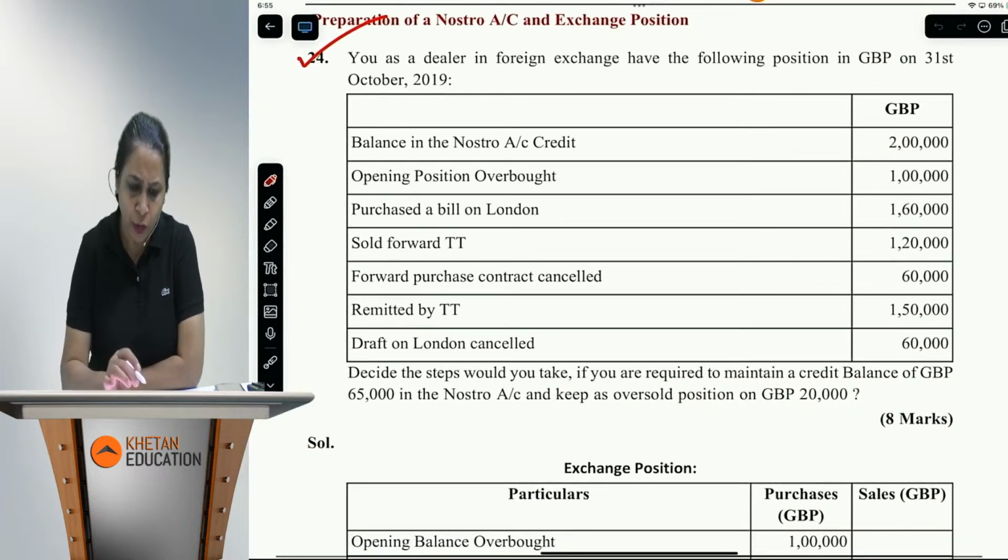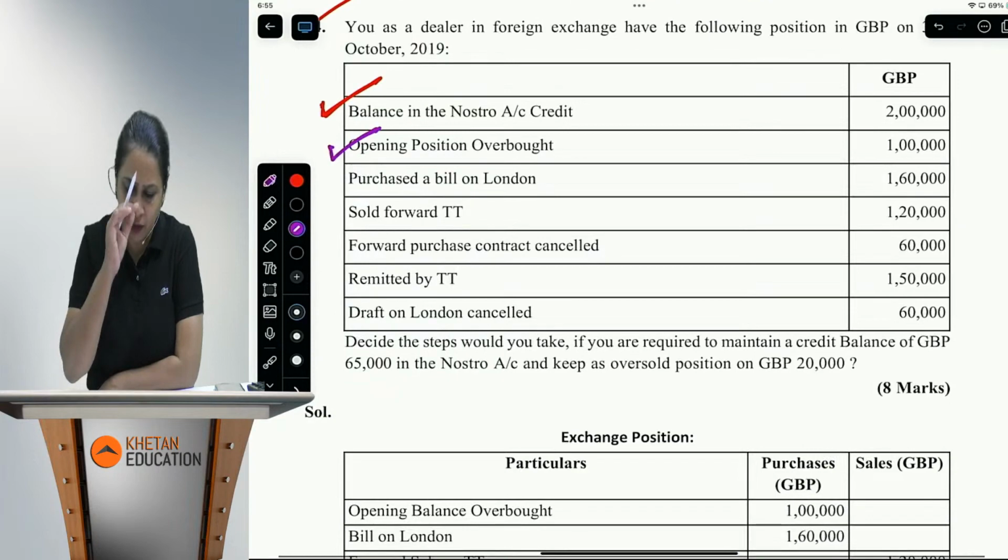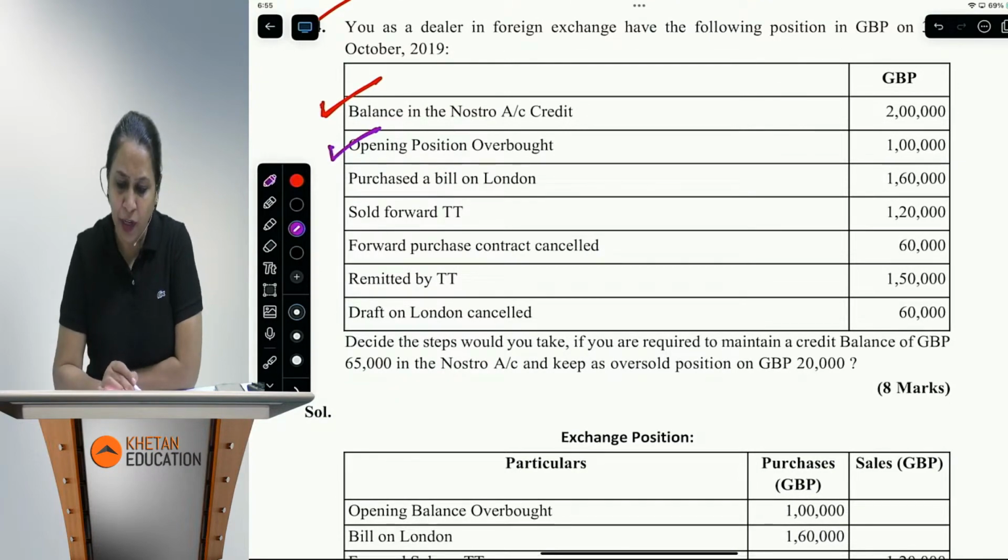You as a dealer in the foreign exchange have the following position in GBP on 31st of October 2019. Balance in the nostro account, credit. It's 2 lakh. Always remember, these two balances will be different. This is for nostro account opening balance and this is for the exchange position. I will prepare my own account here. Purchased a bill of London.